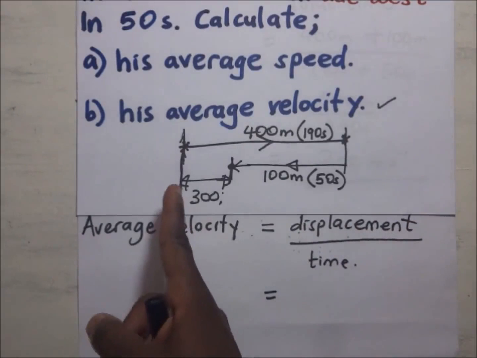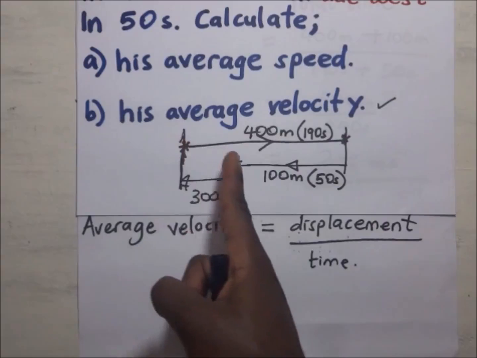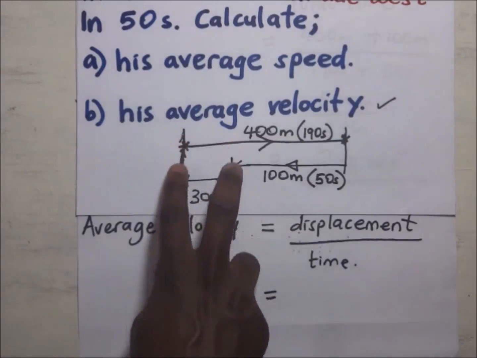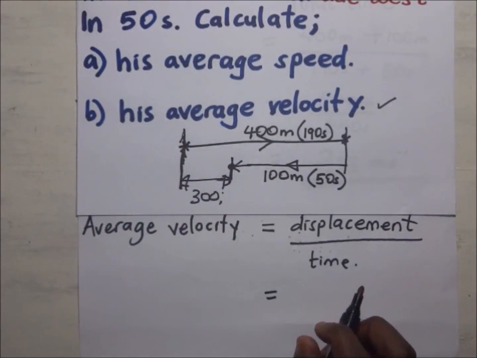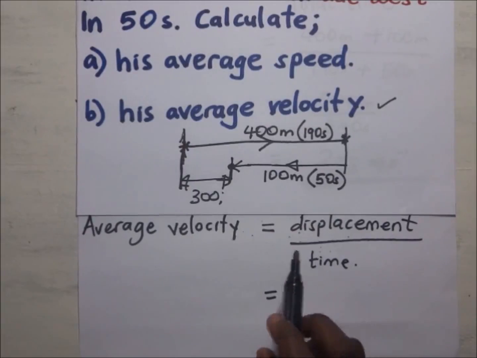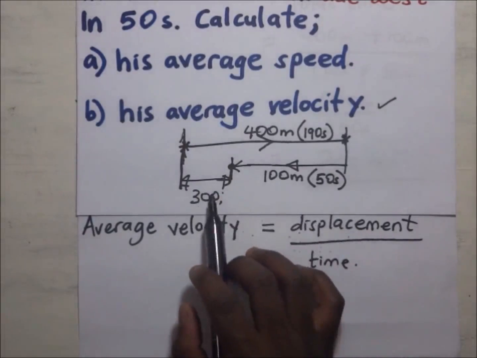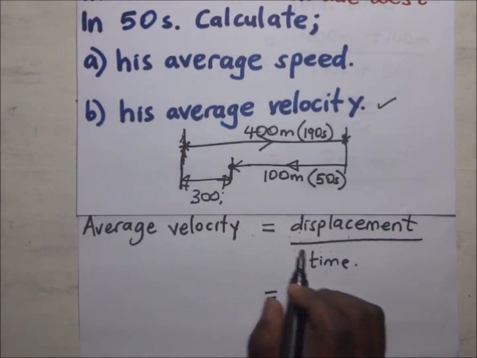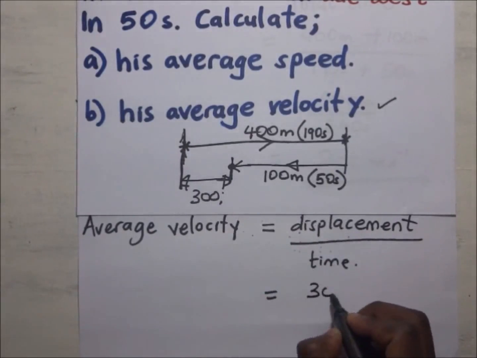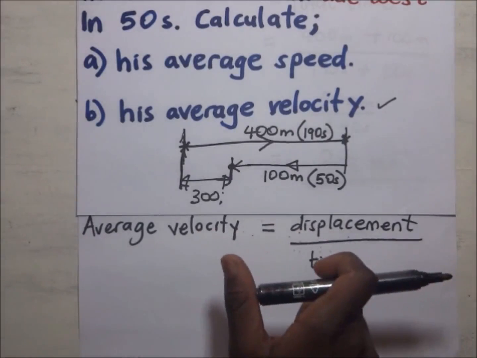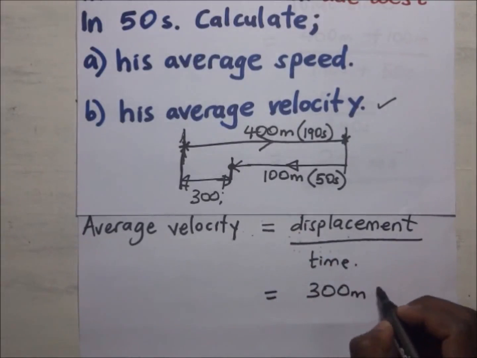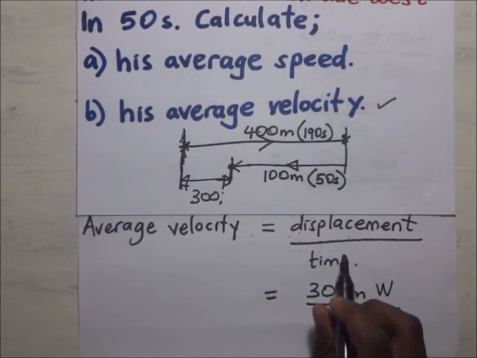So the displacement of this guy from this point to that point is 300, and it is in that direction. So in this case the displacement is going to be equal to, of course, 400 minus 100, remain with 300, so we shall just put it right there, that it's going to be 300 meters. And it's in what direction? It is in the eastern direction. So it's 300 meters in the eastern direction by the time taken.